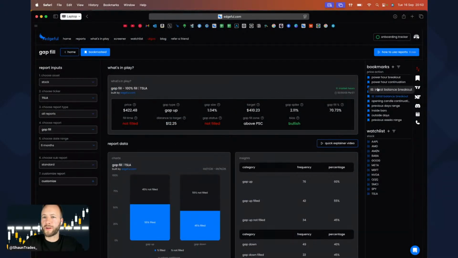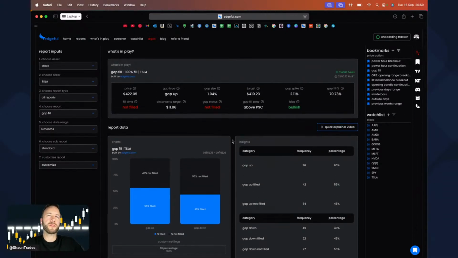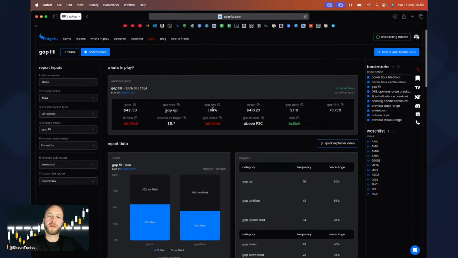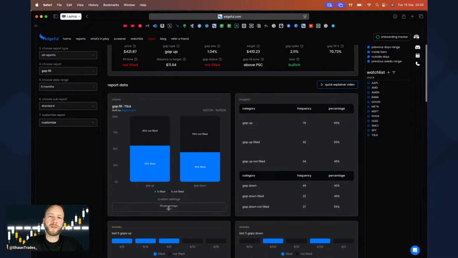We can go to gap fill and then Tesla, which is what we've done. I think, yes. And you can see the gap has not been filled. It tells you that very nicely there. The gap size is 1%. And of course, the target is 410.23, which is yesterday's close, which makes a lot of sense. So what do we do with this data? Very simple. I don't really trade gap fill too much, but what you essentially do is you see the gap size, which is 1%. The fill percentage of that being filled 100%, so to fill it, is actually 55% filled. So we're actually in the 45% bracket here.